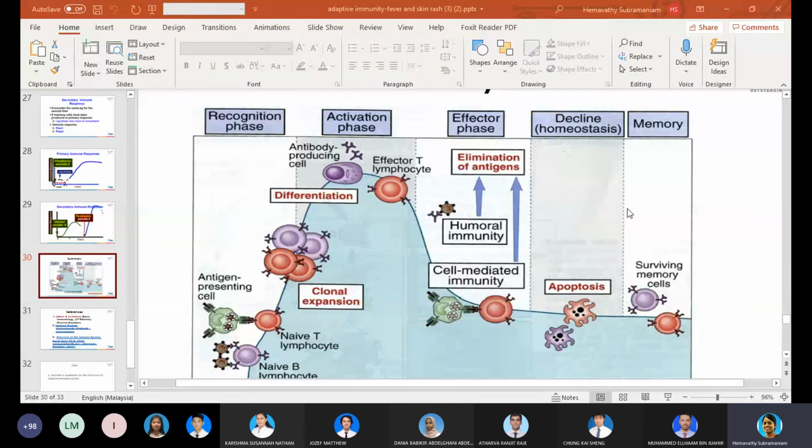anyone want to give a try? Generally, the major difference would be MHC class 1 will present the endogenous antigens. All right, MHC class 2 will present the exogenous antigens. All right. There are more differences between these two. MHC is also known as HLA, human leukocyte antigens.